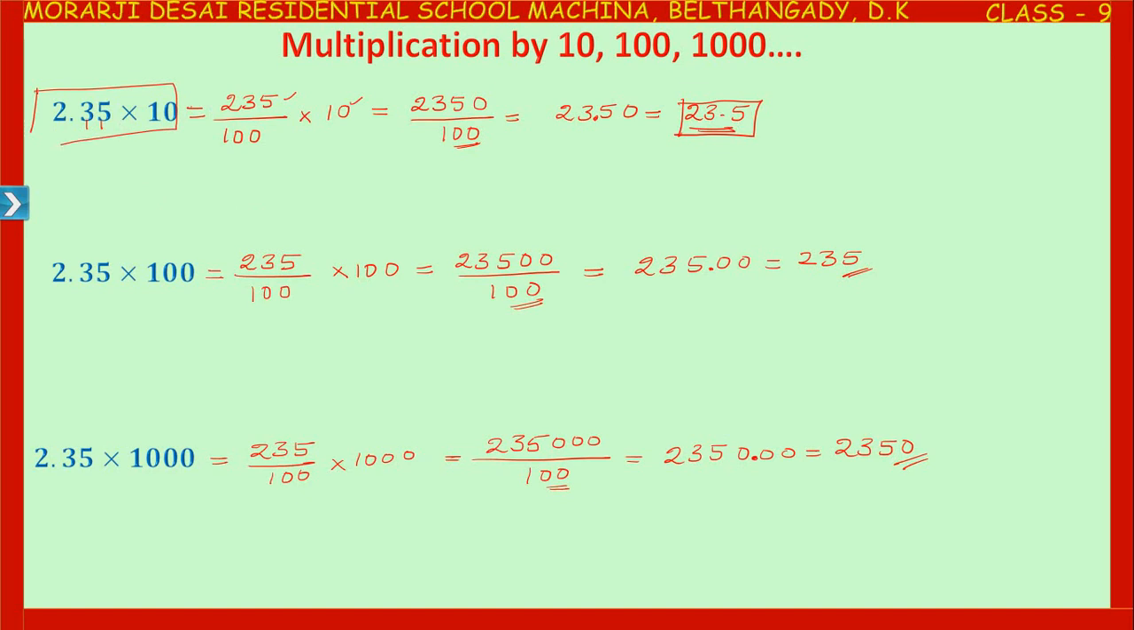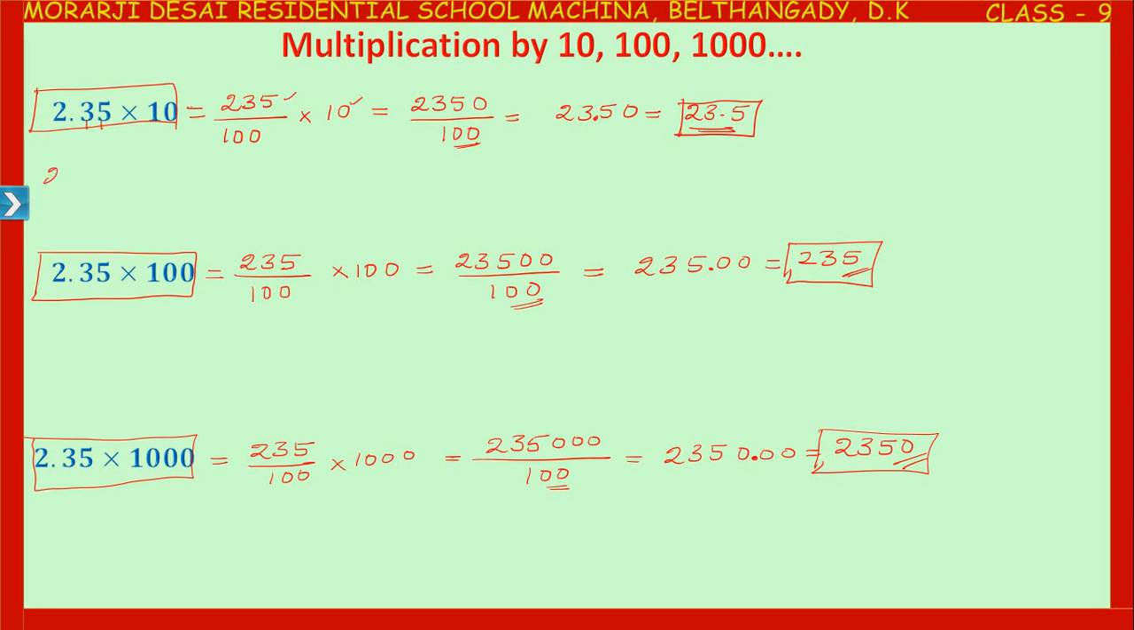2.35 into 10 is equal to 23.5. 2.35 into 100 is equal to 235. 2.35 into 1000 is equal to 2350. Look at the question and answer. See here, 2.35 into 10. How can we multiply 2.35 into 10? By a simple method, you will get 23.5.